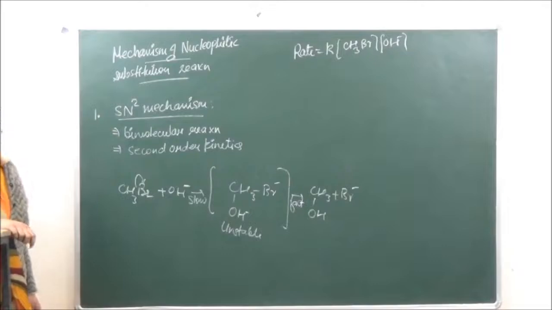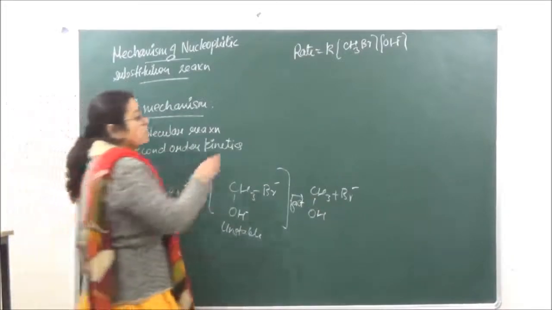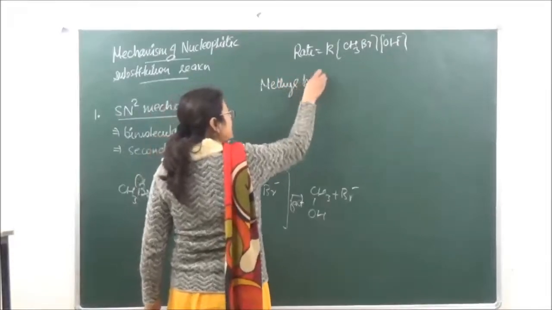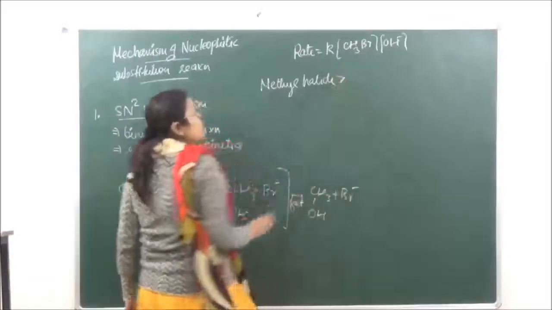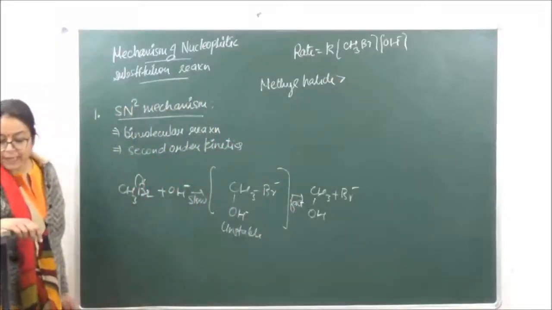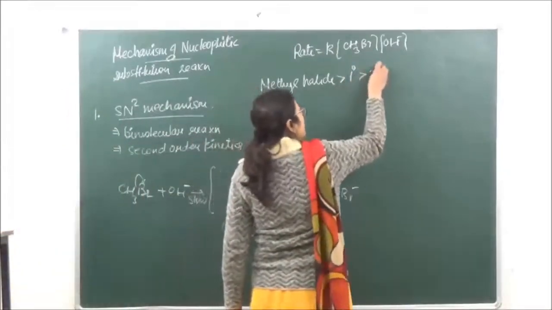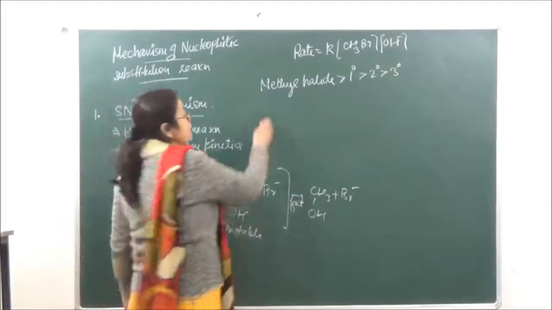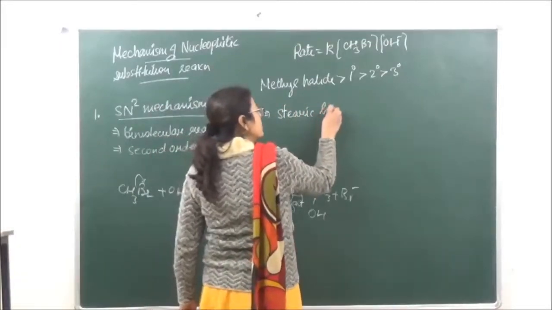Now in this case it is seen that the reactivity of alkyl halides towards SN2 mechanism is going to follow the following order. So सबसे पहले methyl halide, as we have taken the example over here, that is going to be most susceptible towards SN2 mechanism. फिर उसके बाद primary, उसके बाद secondary और उसके बाद tertiary. The reason which we can give over here, that is steric hindrance.